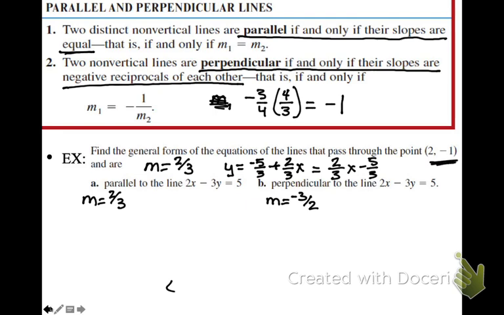going to use now? They want general form. I want general form, but what form am I going to use? Point slope. So do it. When we're done, we have to put it in general form, yes, but we're going to use point slope to get there.